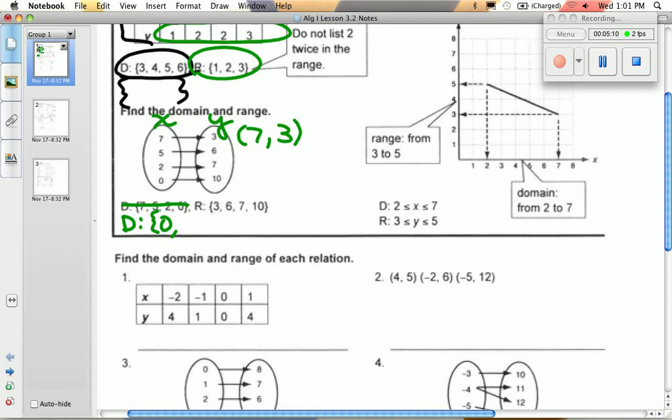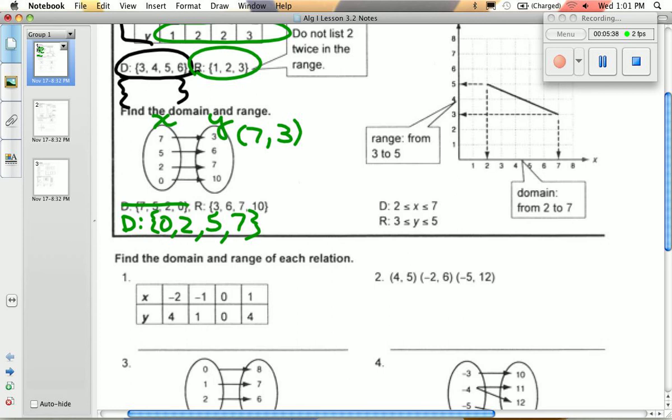What's the next one? 2, 5, 7. So we're just changing up the order, aren't we? So we're going to list the domain and the range in numerical order from least to greatest. And then do we need to rename the range? No. It gives us all the y values. They're already in numerical order from least to greatest, so we have a good range.